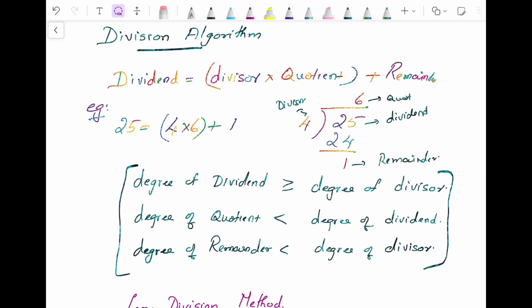Now, division algorithm. This also you would have learned in standard 8. Dividend is equal to divisor into quotient plus remainder. We will take an example, 25 divided by 4. You will get 6 as the quotient and 1 as the remainder. So, 25 is called the dividend and 4 is called the divisor, 6 is the quotient and 1 is the remainder.